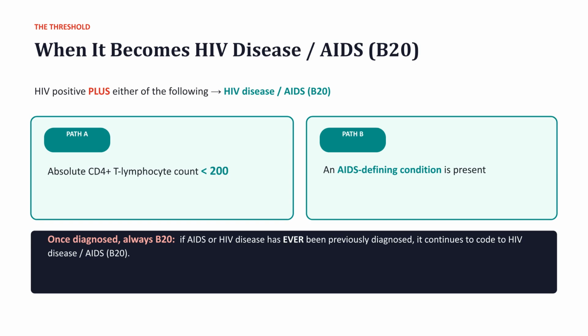Importantly, if a patient has ever been diagnosed with HIV disease or AIDS in the past, they continue to code to B20. Once diagnosed, it's always B20.